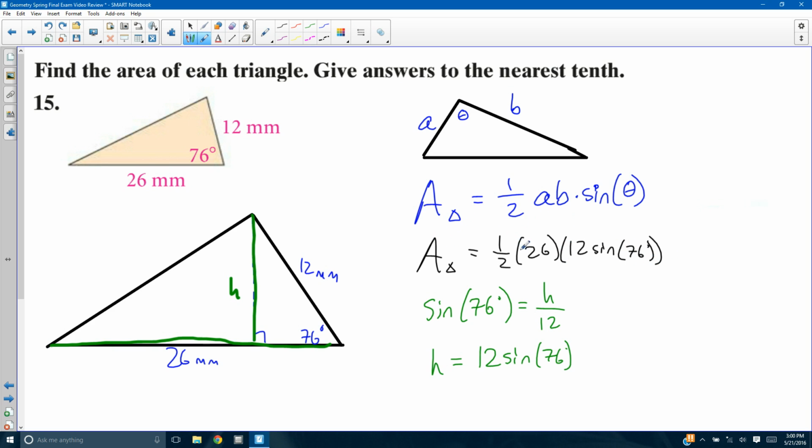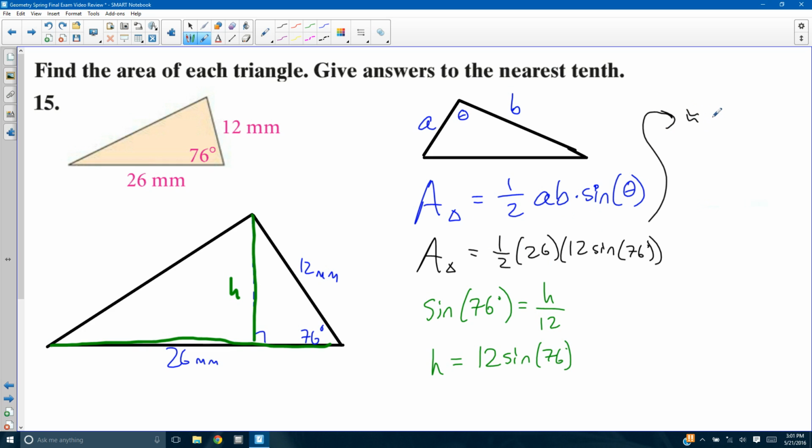Okay. And if I wanted to calculate that, that would be, let's see, 13 times 12. I should know what 13 times 12 is. Times sine of 76. Make sure your calculator's in degrees if you're going to be using sine. Round it to the nearest tenth.